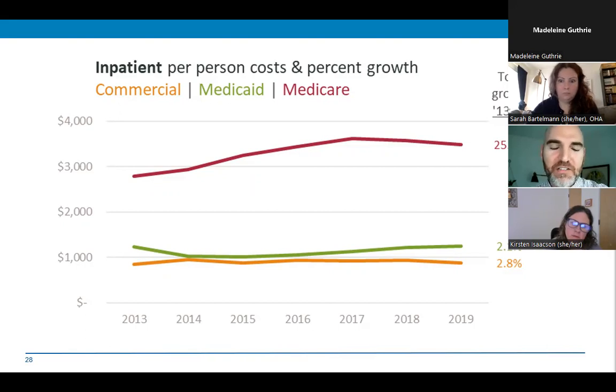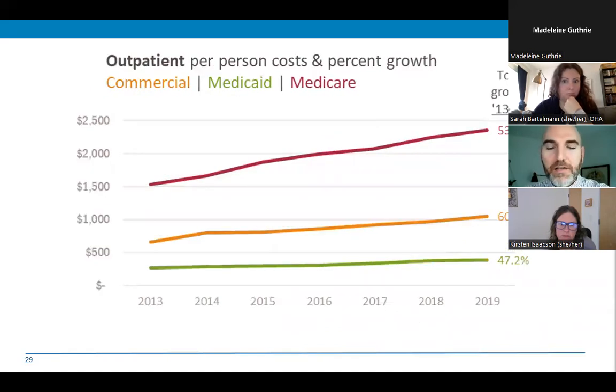So inpatient, the story here, unsurprisingly, Medicare has the highest costs. We have the dollar amounts on the left-hand side. Medicare has the highest dollar amounts. On the right-hand side, we have total cumulative growth from 13 to 19. Inpatient for Medicare grew at 25.4%. Compare that to commercial and Medicaid, which only grew 2 and change percent, and at a much lower dollar amount. So that's inpatient only. Let's go to the next slide and look at outpatient.